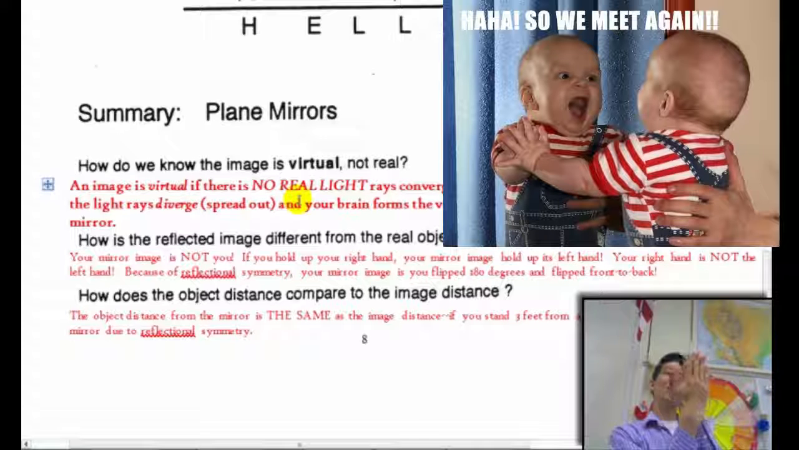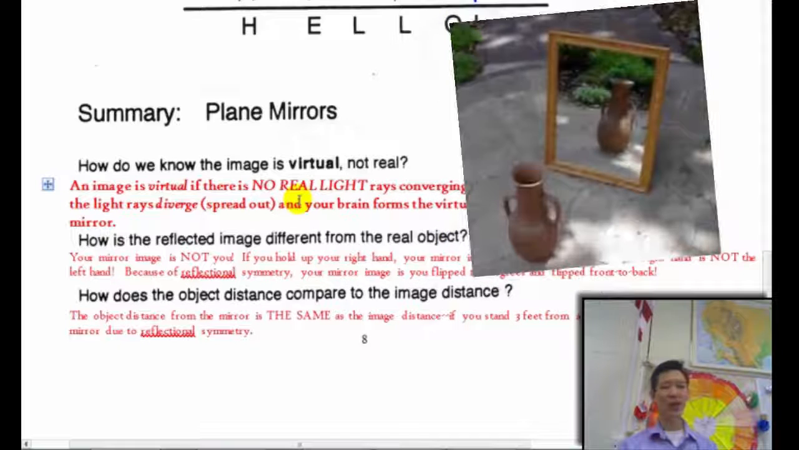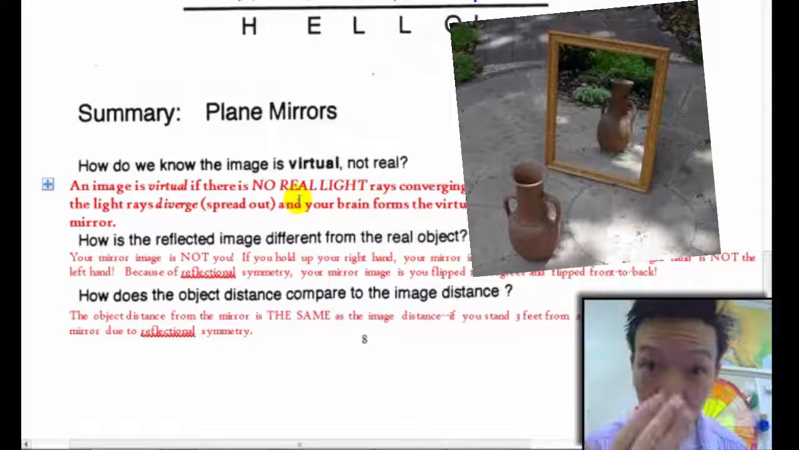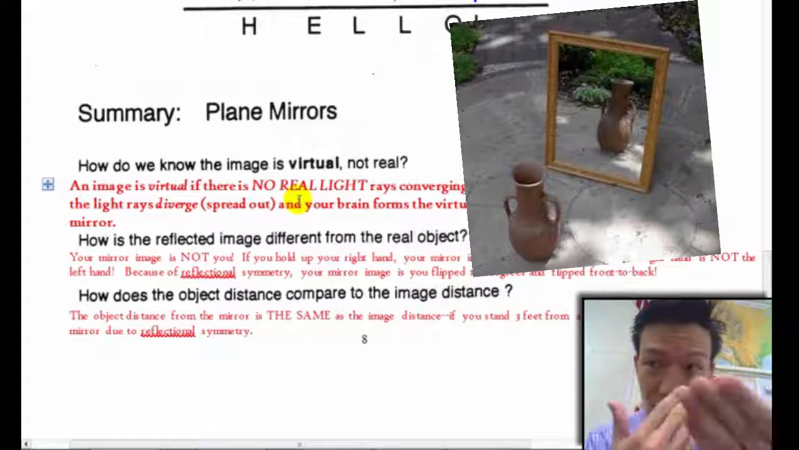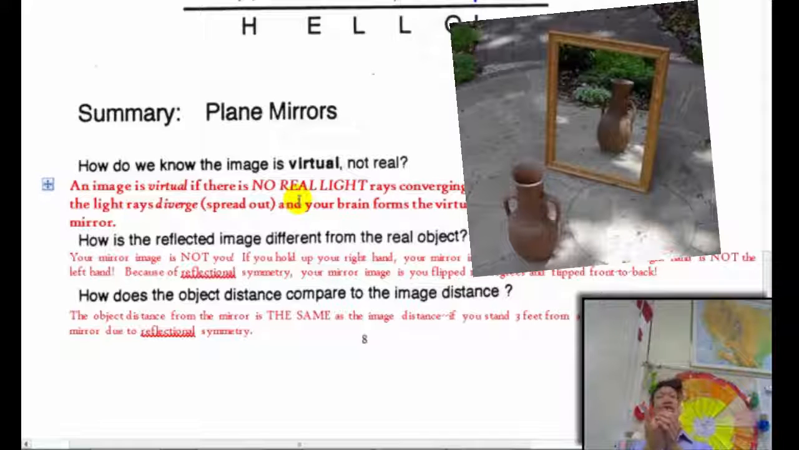It doesn't work, right? So all it is, it's your image flipped 180 degrees front to back because of reflectional symmetry from the surface of the mirror. And the object distance is equal to the image distance because the incident angle is the same as the reflected angle. So again, if you want to get in close to the mirror and you're only a foot away from the mirror, your mirror image is a foot away. And if you're 5 feet away from the mirror, your mirror image is 5 feet away from the mirror also.